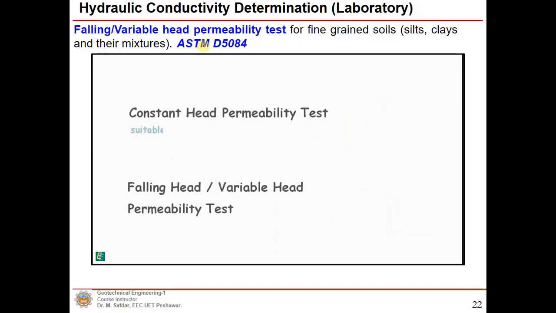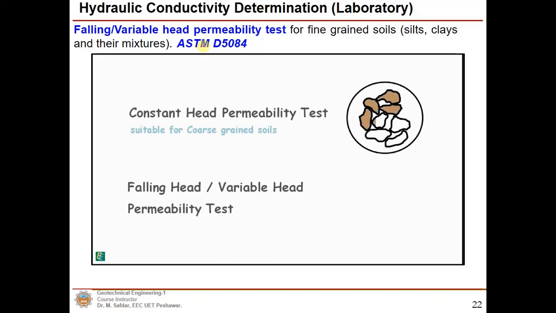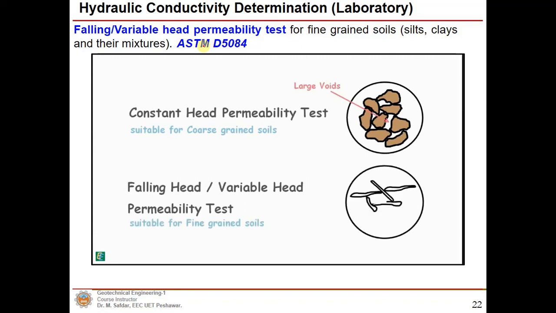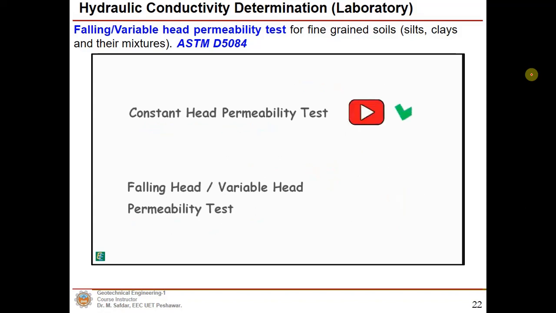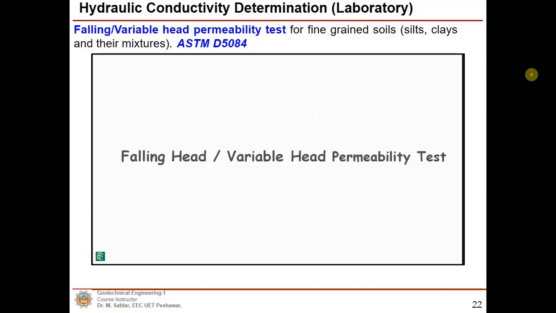Constant head method is suitable for large grained soils which are relatively more pervious because of their larger voids, while variable head is more suitable for small grained soils which are relatively less pervious because of their poorly connected void structure. We have already discussed constant head permeability method. Now let's understand the falling head or variable head method.